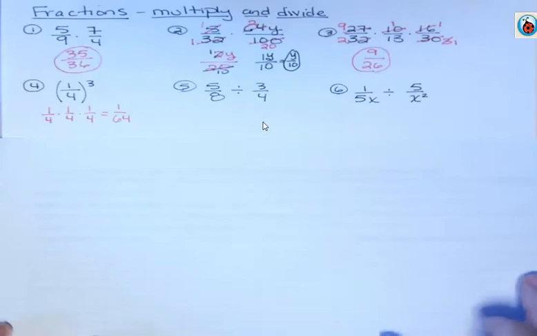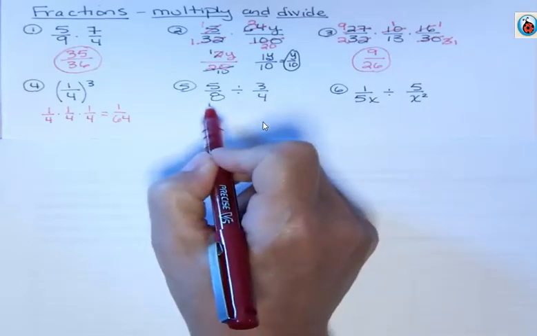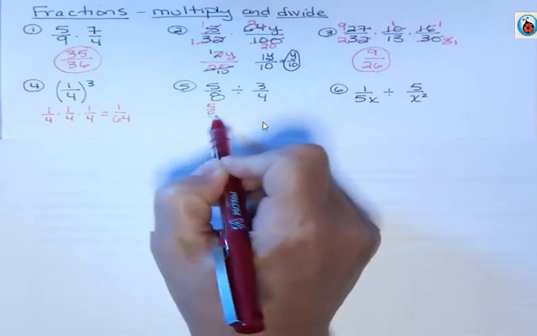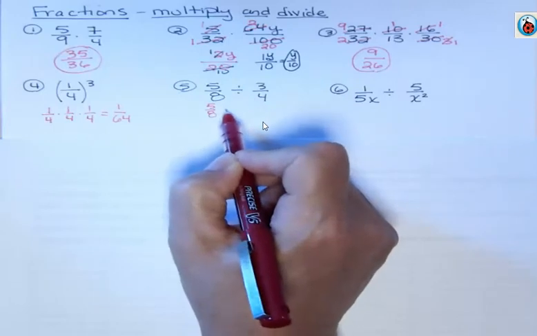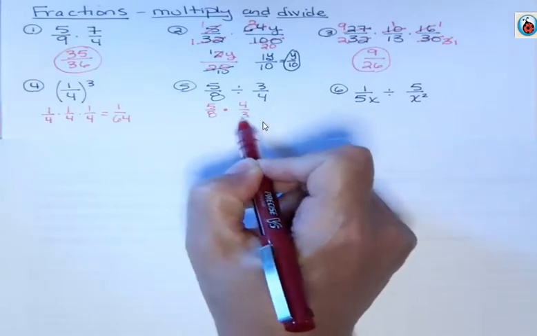Okay. What about for number 5? It's a division problem. When you're dividing, you have the extra step of flipping that second term. You never flip the first one. That's still going to stay as 5/8. I'm going to change division to multiplication, and I'm going to flip 3/4 to be 4/3.